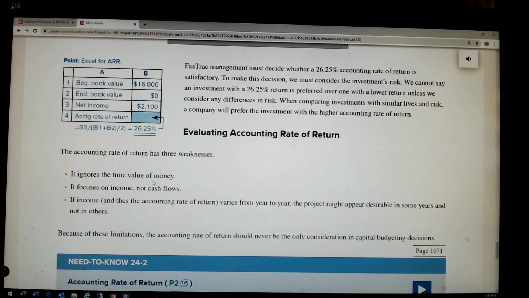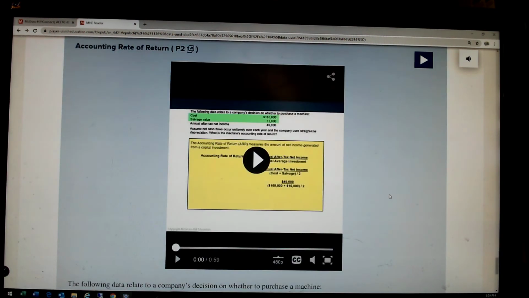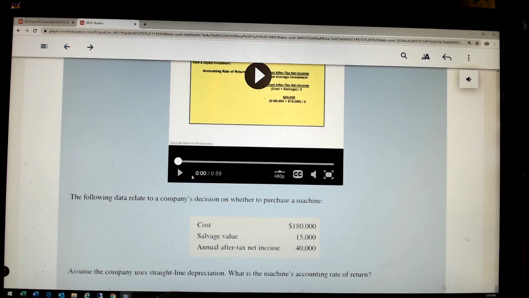In this last example we saw, net income wasn't the same every year. It does vary from year to year. So it's desirable in some years and maybe not desirable in others. But all in all, I think that this is a pretty good return. It does say because of these limitations, though, we should never use the accounting rate of return as the only consideration. We should apply another method. Why not? Let's apply several methods and see how they actually come out.